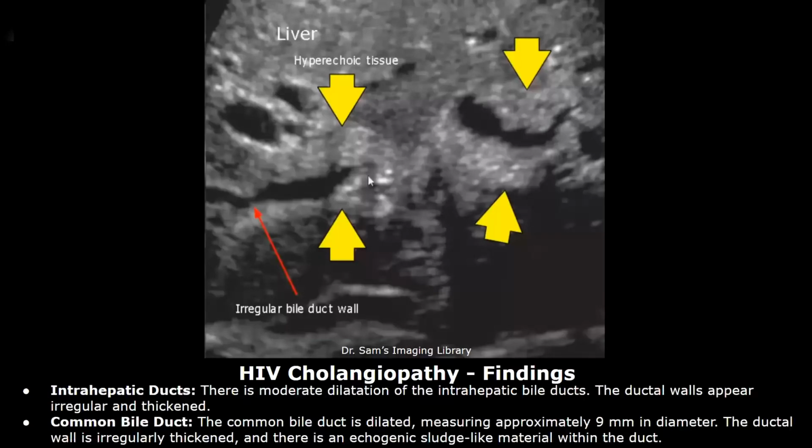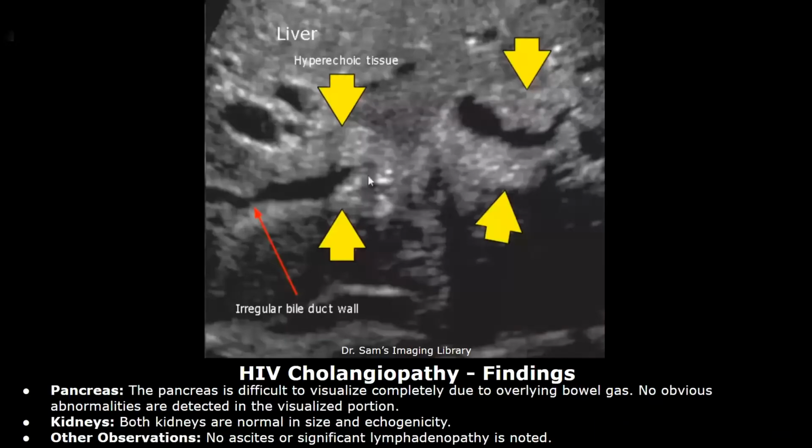Intrahepatic ducts. There is moderate dilatation of the intrahepatic bile ducts. The ductal walls appear irregular and thickened. The common bile duct is dilated, measuring approximately 9 mm in diameter. The ductal wall is irregularly thickened, and there is an echogenic sludge-like material within the duct. The pancreas is difficult to visualize. The kidneys and other organs are normal.